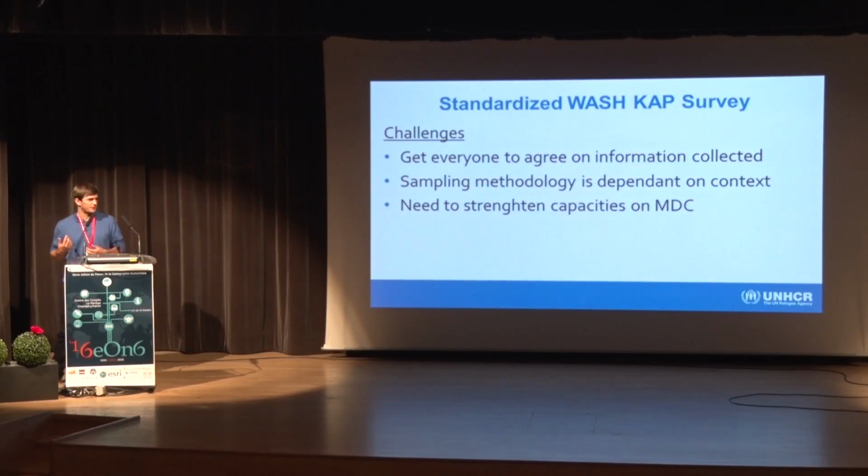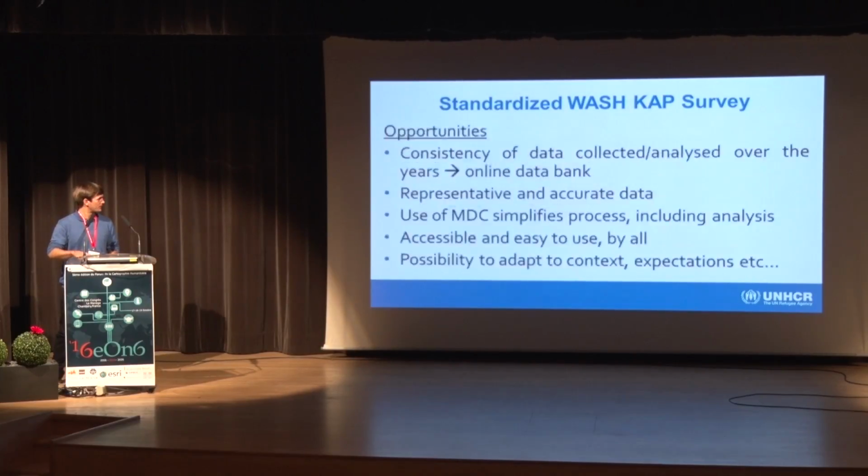And there is an interesting relation with mapping, is that if we have a recent map up to date of the camp, and we know where all the households are, then we can give them a number and do some simple random sampling. And of course, it's quite big work to improve mobile data collection capacity of partners.